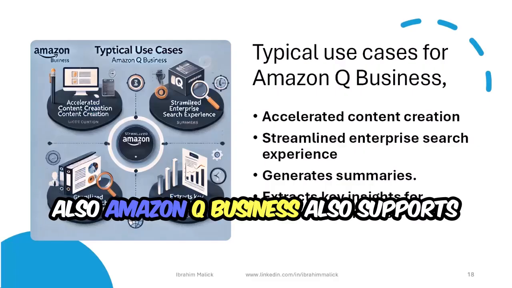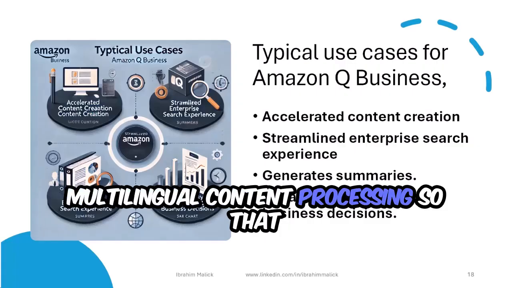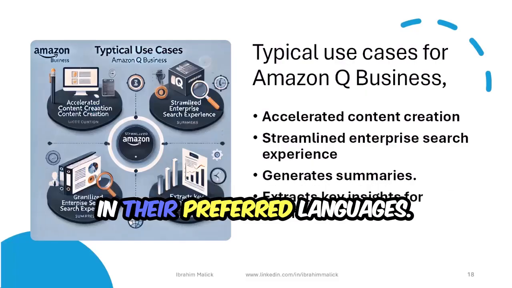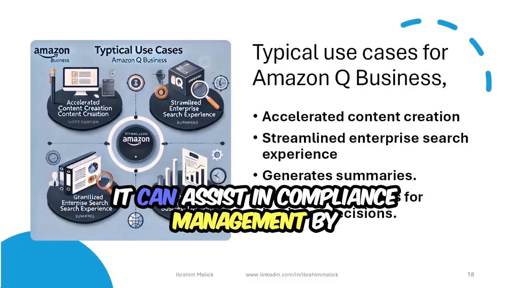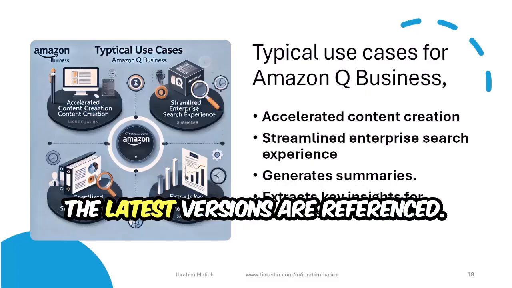Also, Amazon Q Business supports multilingual content processing, and that's so that your global team can access information in their preferred languages. It can assist in compliance management by tracking policy documents and ensuring the latest versions are referenced.